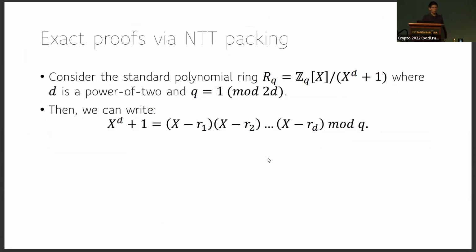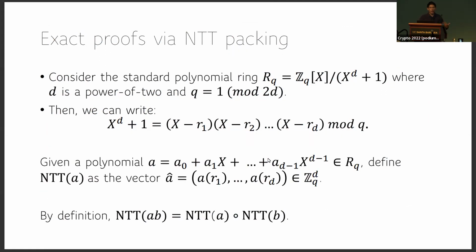Consider the standard polynomial ring R_q, Z_q[x] modulo x^d plus 1, where d is a power of 2, and now we want q to be 1 mod 2d. So why is it interesting? Because then we can write x^d plus 1 as a product of linear terms, (x minus r1)(x minus r2) up to (x minus rd) mod q. And we will call these ri's roots of unity. And now, given the polynomial a in R_q, we can define the NTT of a, which stands for number theoretic transform. We define NTT of a as the vector a hat, which is just evaluations of a in the roots of unity. So a(r1), a(r2), up to a(rd).